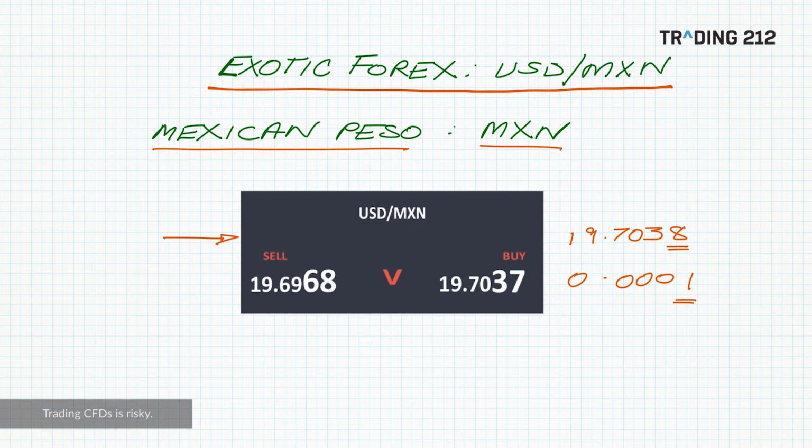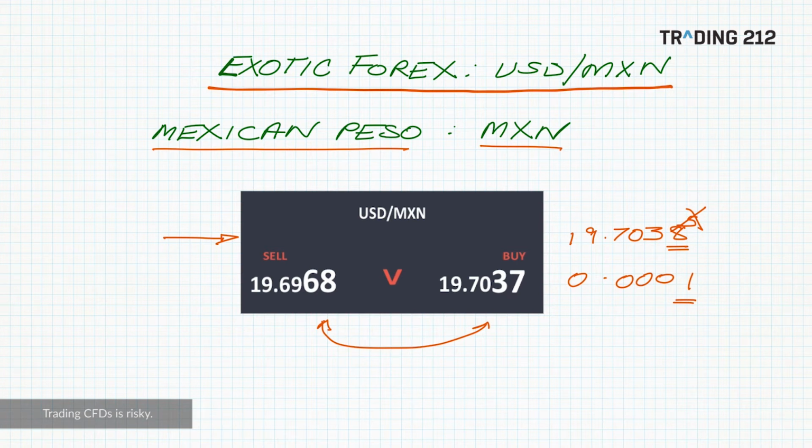Also note there are no fractional pips. There's no little number up here, so there's no fractional pips. And you'll also notice that the bid-offer spread is much wider than we've seen for the major currency pairs, where those bid-offer spreads are razor narrow.